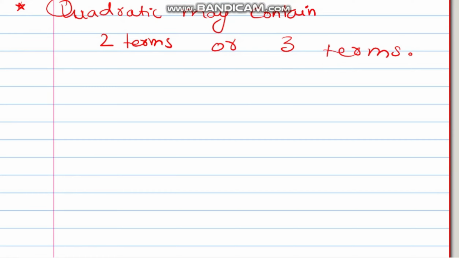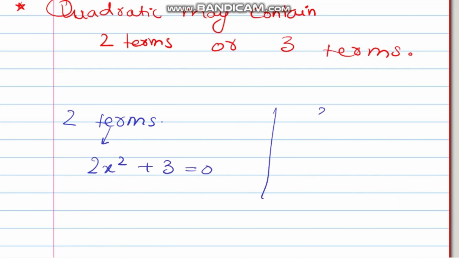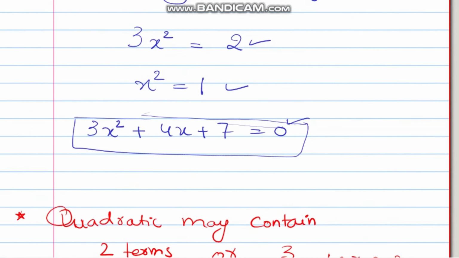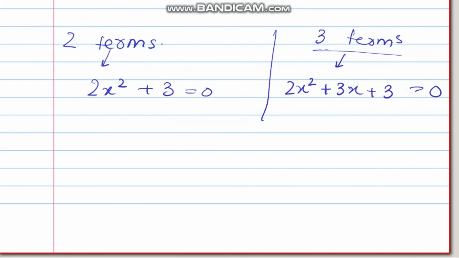For two terms, for example, let's check this example: 2x square plus 3 is equal to 0. So this is an example of two terms. And what is meant by three terms? Three terms means, for example, if you have an equation like this, it contains three terms, and we will call it a quadratic equation.